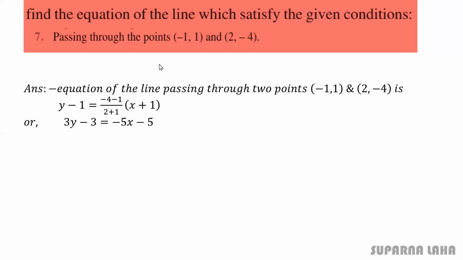So 3y - 3 = -5x - 5. So take it to one side, that is 5x + 3y - 3 + 5, that is + 2 = 0. So this is the equation of the given straight line passing through these two points (-1, 1) and (2, -4). Clear? So moving to the next one.